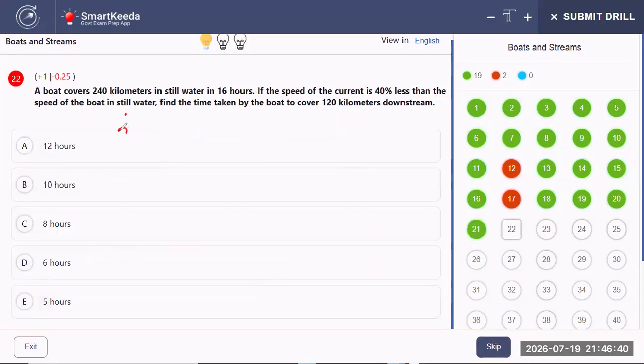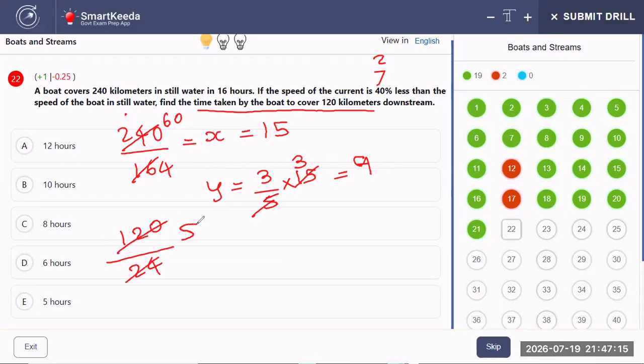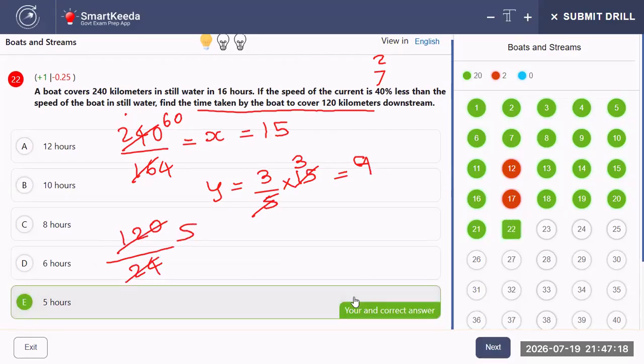The boat covers 240 kilometers in still water in 16 hours. So x is equal to 240 upon 16, so x is equal to 15. The speed of the current is 40%, so 2 by 5. It means 3 by 5 less than the speed of the boat in still water. So y is equal to 9. Find the time taken by the boat to cover 120 kilometers downstream. So downstream is equal to 24, which is 5 hours. Next.